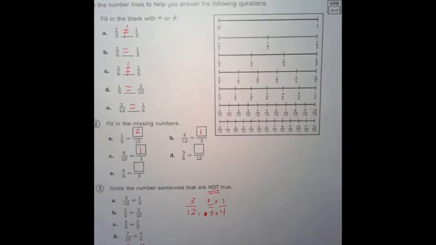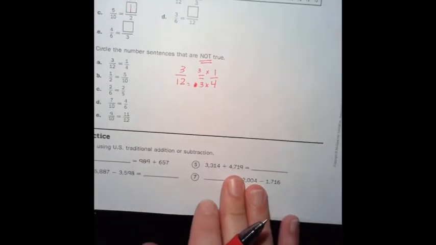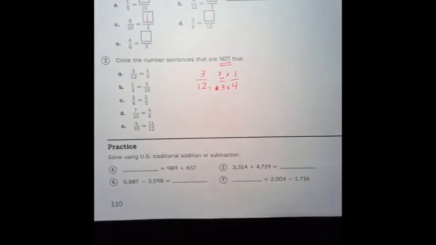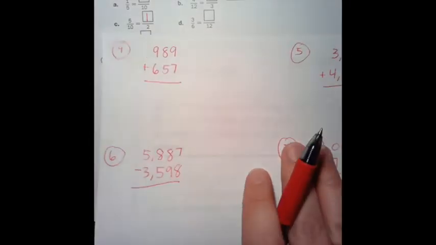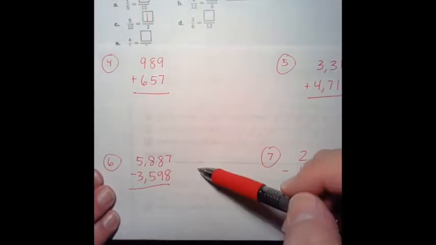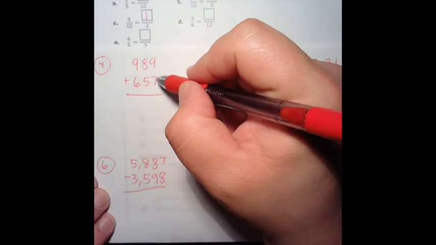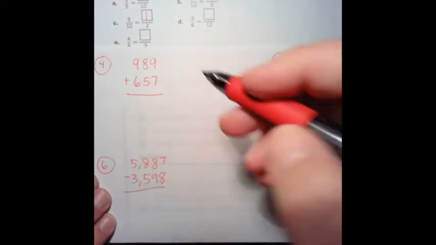All right, so the bottom here, it's a review of addition and subtraction. So I'm going to transfer my numbers over onto another paper and stack my numbers. And I'm going to do numbers 4 and 6 with you, and I'm going to have you do 5 and 7 on your own. So I'm going to do one addition problem and one subtraction problem with you.